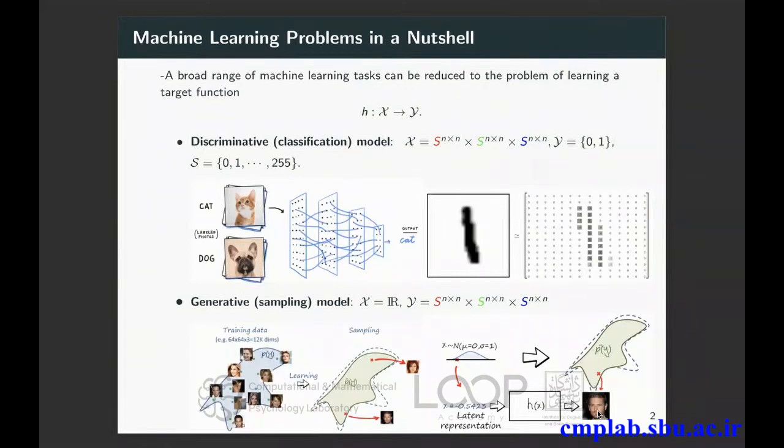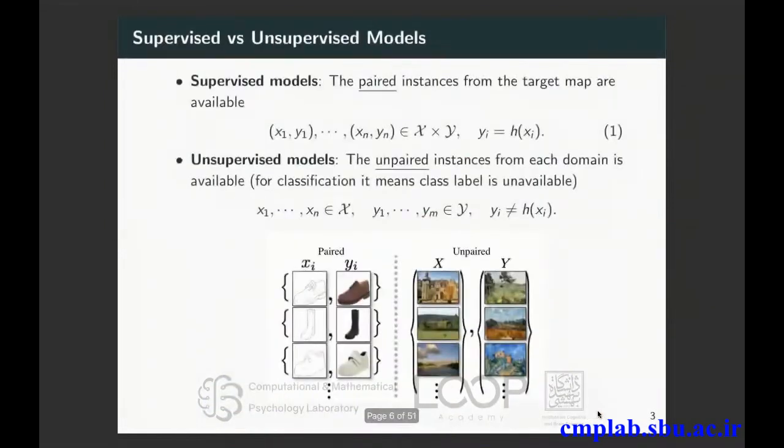As you can see, in both cases, we are trying to learn a map. So how do we do that? There are some distinctions about the procedure that we use to learn this map. In the supervised models, we are given a bunch of examples from this map. So I know the input and output of this map on a bunch of instances, and I can use these samples to learn the map. In the unsupervised model, on the other hand, we don't have the paired input and output of this map.